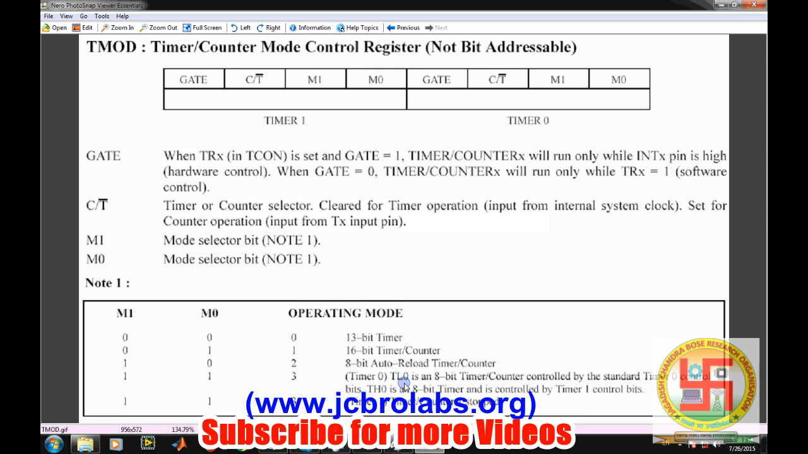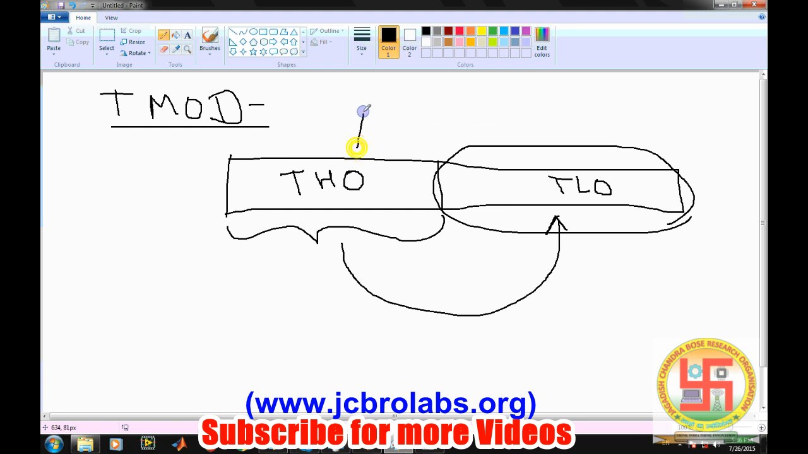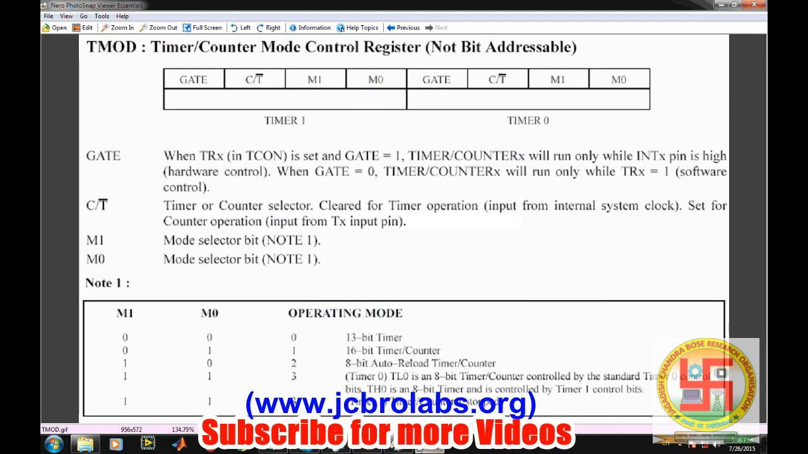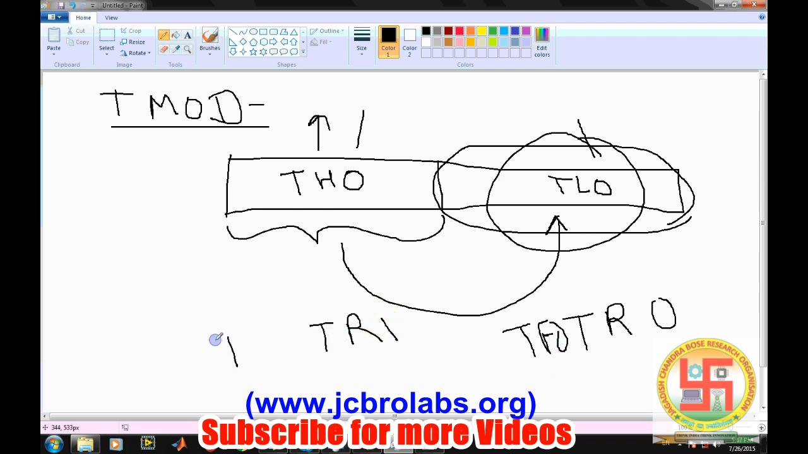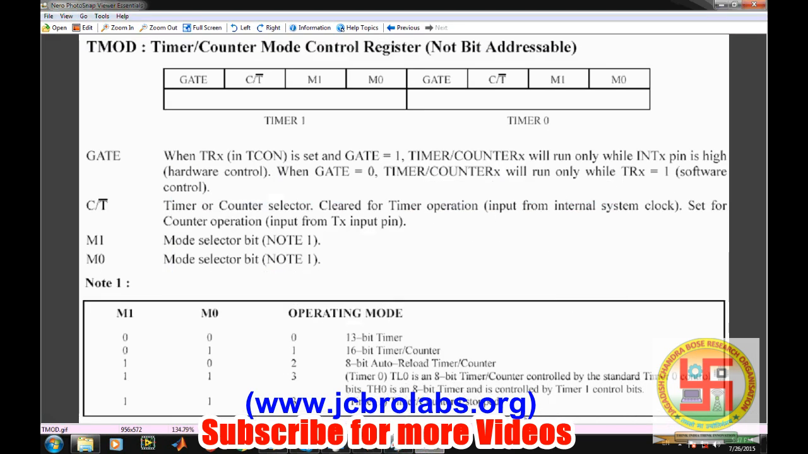Now with M1 and M0 in mode 3, this timer acts as a split mode timer. That means timer 0 acts as two separate timers. The starting and stopping operation of this one can be controlled by TR0 and TF0, and the starting and stopping operation of this higher byte counter can be controlled by TR1 and TF1. So in the case of mode 3, timer 1 is disabled, or timer 1 just stops.